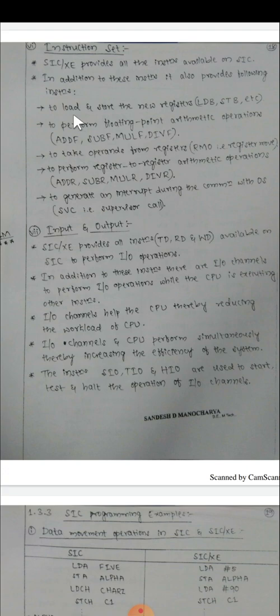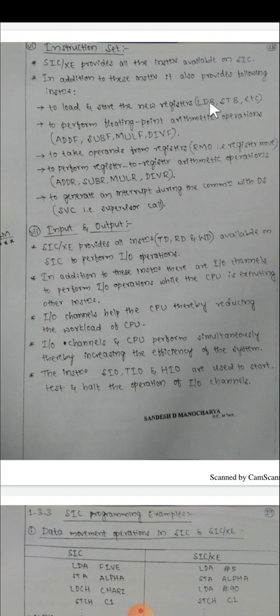Those instructions are again to load and store the new registers. See here, in SIC we could not deal with two registers. One register could deal with memory, and memory could deal with register. But here in SIC XC, it is possible to deal with two registers at a time. So here we can call these register instructions, or register to register instructions, to load and store these new registers.